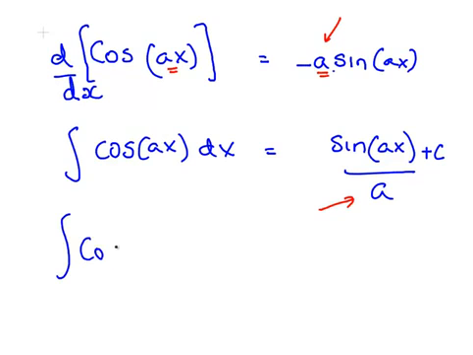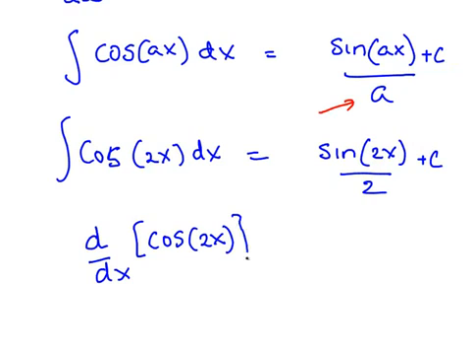Just a quick example of that. The integral of cos of 2x dx is equal to sine 2x over 2 plus c. And the derivative of cos of 2x equals minus 2 times sine of 2x.